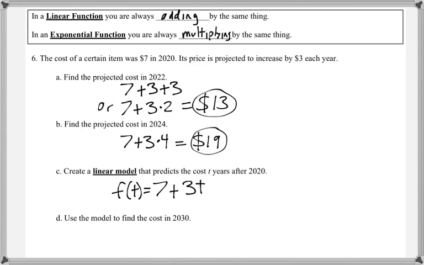So for part D, it says use the model to find the cost in 2030. You would just plug in 10. So 7 plus 3 times 10, and that'll get you $37. So that is a linear function. Now let's compare it to a similar question, but that is an exponential function.